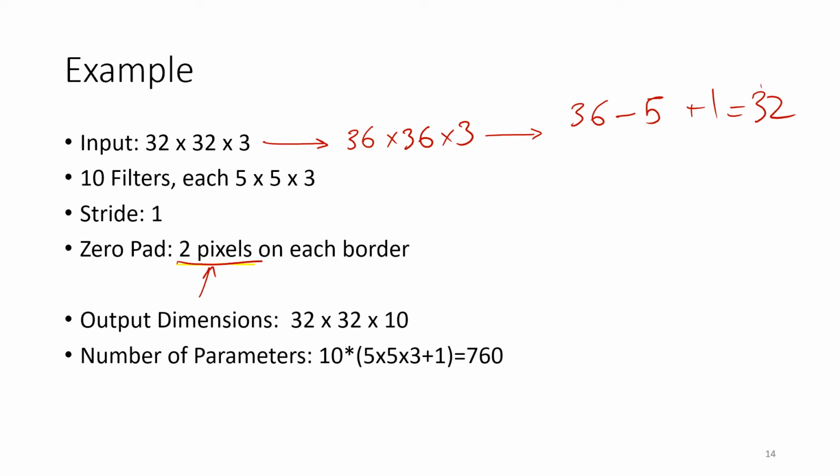So what is the number of parameters we have in this convolutional layer? We have 5 by 5 by 3 as the size of the kernel. Plus 1, because we have a bias for each of those filters, one bias term, one scalar. And because we have 10 of these filters, we multiply this number by 10, and at the end we get 760 parameters.